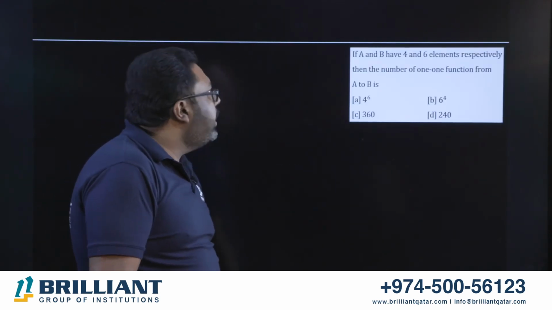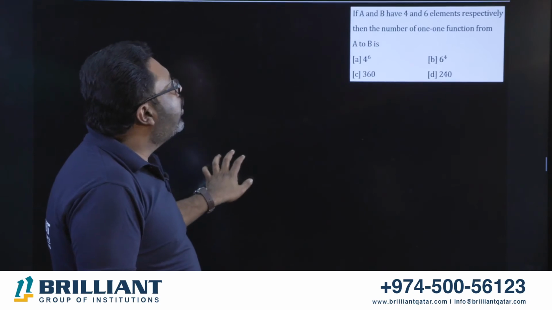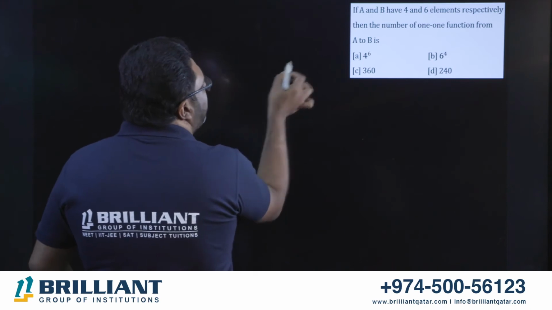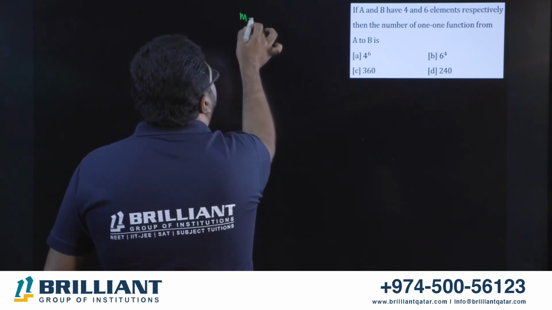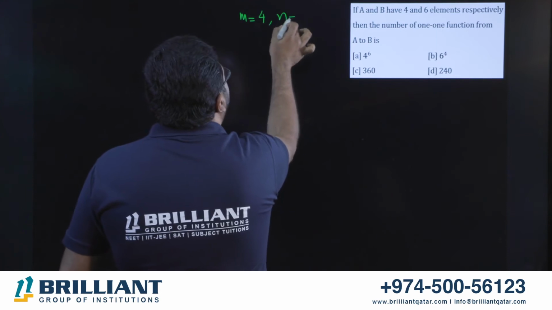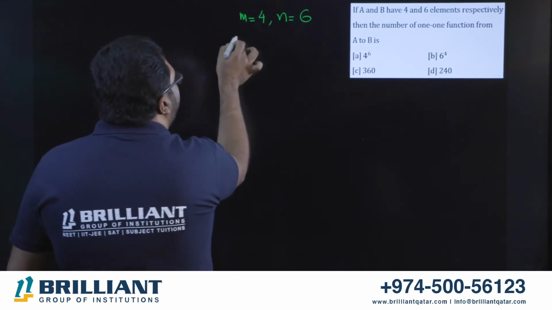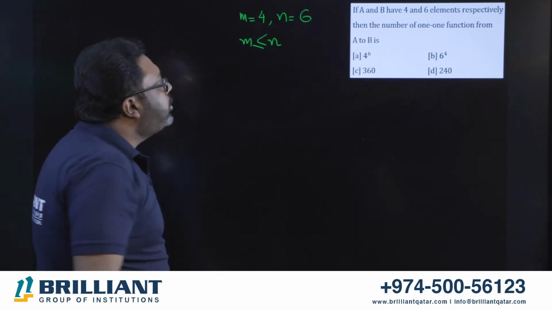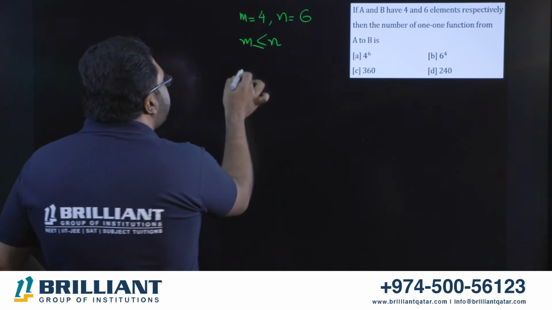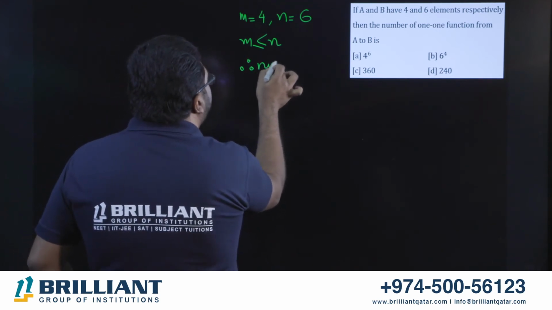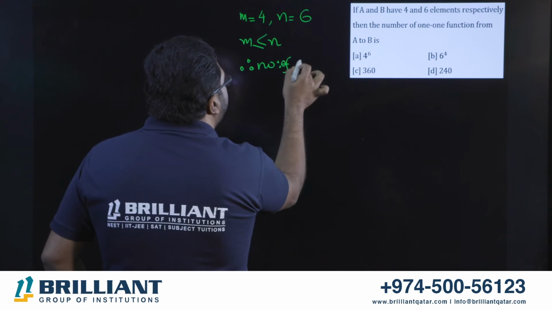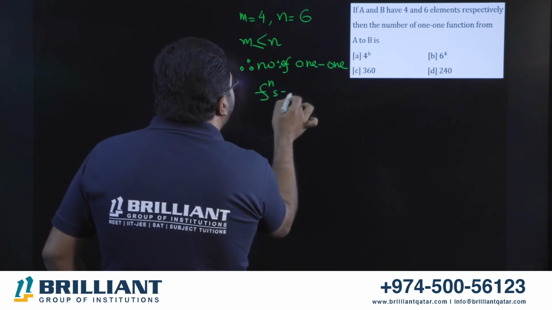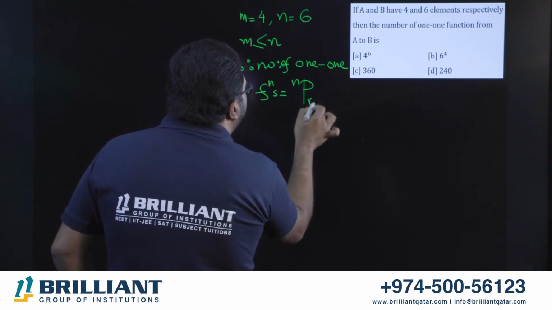Next, A and B are having 4 and 6 elements respectively. Then the number of one-one functions. So m is equal to 4, n is equal to 6. The number of one-one functions is always considered when m is less than or equal to n. Definitely, correct? Yes. Therefore, the number of one-one functions is equal to nPm.